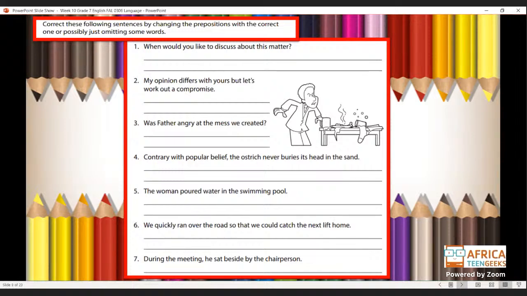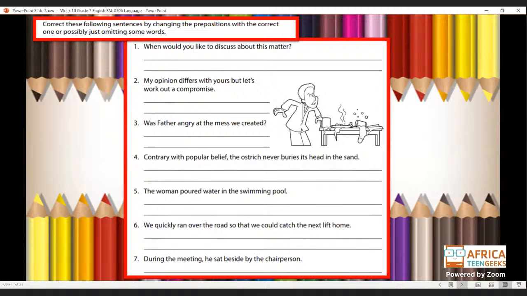When would you like to discuss about this matter? That actually sounds funny. When would you like to discuss about this matter? I think there needs to be a word left out, don't you? Which word do you think I should leave out? For number one, you just need to give me the word or the preposition. You don't have to type out the whole sentence because I know there's not much time. Okay, so when would you like to discuss this matter? When? Okay.